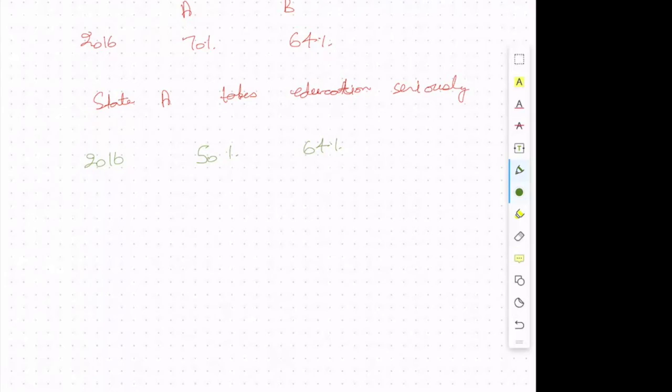So it might be the case that state A was already doing bad as compared to state B in college enrollment, and that was primarily the reason that they came up with this policy, that they actually wanted to increase the levels of college enrollment in their state, because the state knew that they were already doing pretty bad as compared to other states. Now it's possible that in this case, this is actually an increase, right? It could be that in 2015, this was 40%, and in 2015, this was, let's say, 62%. So in this case, we can see that there is a much higher increase in state A.